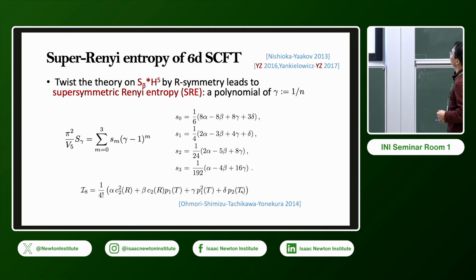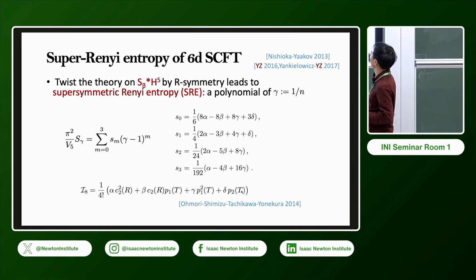Okay. So in particular, in 6 dimensions, there's a nice and simple result for this quantity after twisting. After you twist, you get this so-called twisted Rayleigh entropy. It's just a simple cubic polynomial. The variable is 1 over n. It's just a cubic polynomial of 1 over n. Then you can expand it this way. There are 4 coefficients: S0, S1, S2, S3.